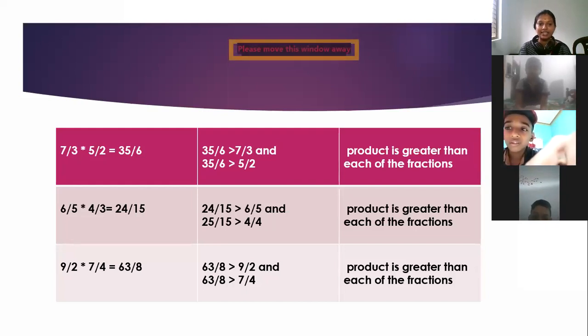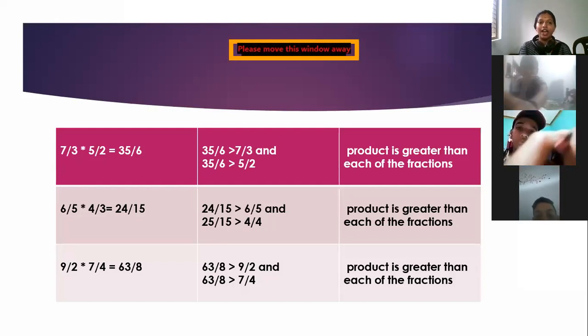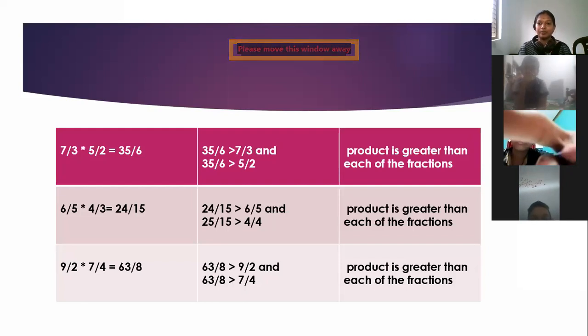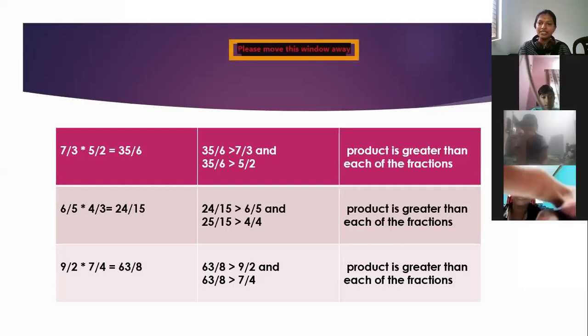Okay, that's fine. Please listen here. We have said that the value of 7 by 3 is around 2.3, the value of 5 by 2 is 2.5, and the value of 35 by 6 is 5.83, etc. Which is the largest number among them? Please unmute and say.